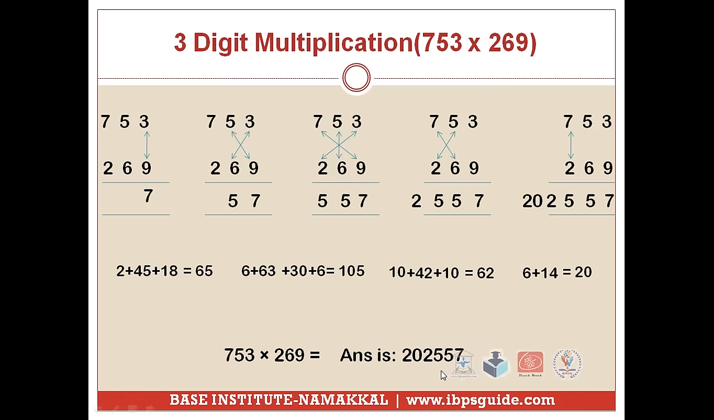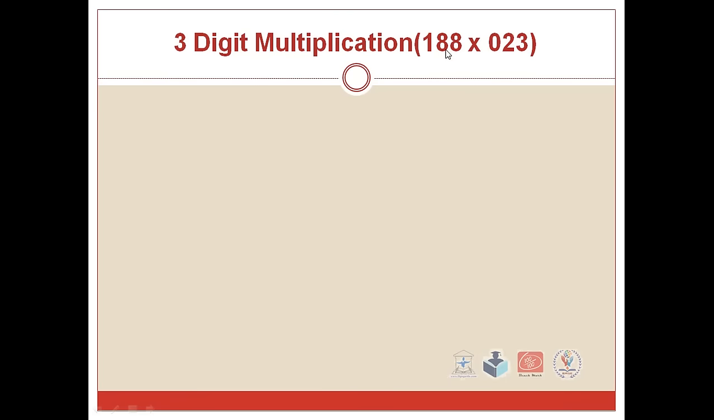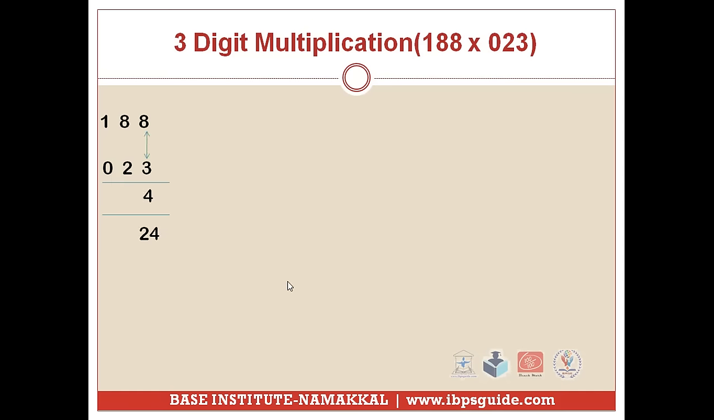In 3-digit multiplication, next we are going to see the multiplication of 3-digit and 2-digit numbers. Further, we are going to take an example of multiplying 188 with 23. For the understanding purpose, we are placing 0 before 23. In the first step, we are going to multiply the unit digits, that is 8 into 3, we will get 24, so placing 4 here, and 2 will be the carryover.